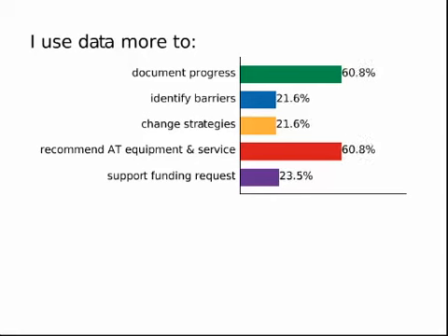And it looks like a lot of use in recommending AT equipment, which is wonderful, and documenting progress. These are great to see. A fair and equal amount between identifying barriers, changing strategies, and supporting funding requests. And I think those are the three that we most often forget that data can help us with. I think especially changing the strategies and actually documenting those barriers, Jane. And we'll be talking about that as we go through the indicators. Okay, I think we've really got a nice fair amount of responses, so let's go on.